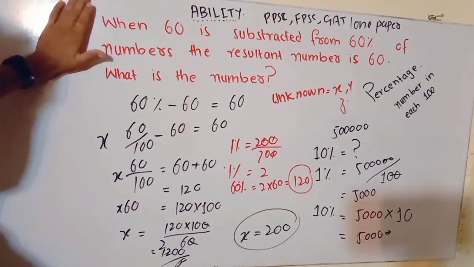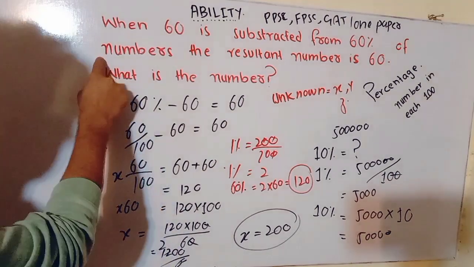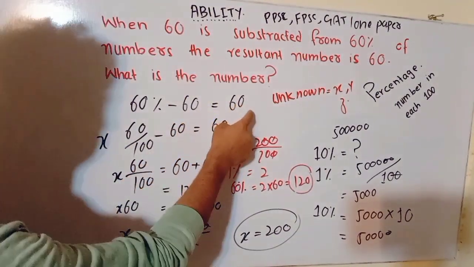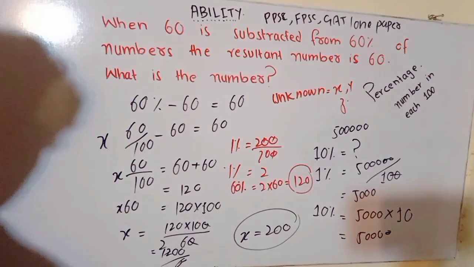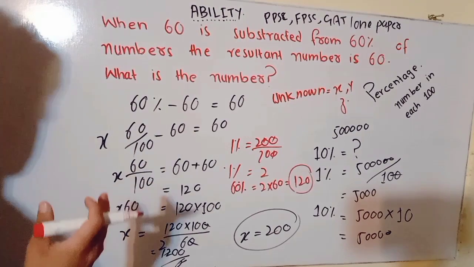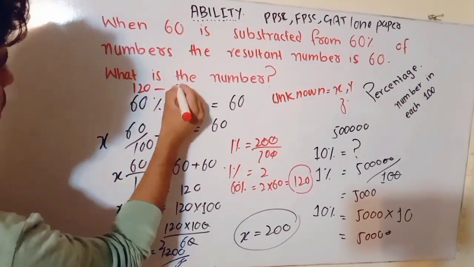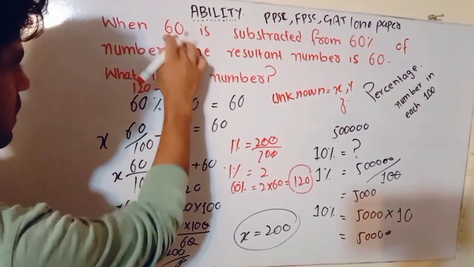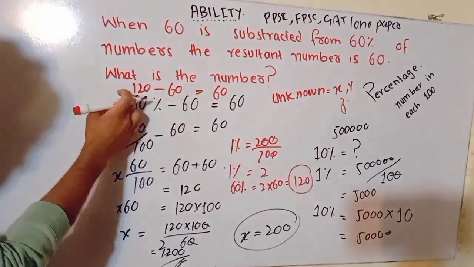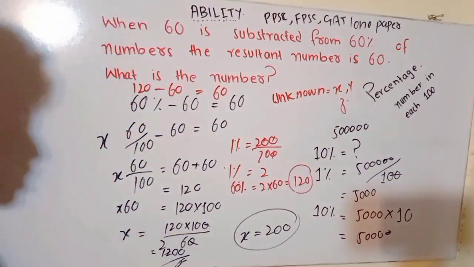When the statement said subtract 60 from 60%, it means the statement is saying subtract 60 from 120, and the resultant number will be 60. Now, to make it 100% clear, to remove every possible difficulty from this statement, 60% of 200 is 120, minus 60. The statement is saying that we subtract 60 from 60%, and 60% is 120. That is equal to 60. When we subtract 60 from 120, 60 will be our answer. The whole thing is now 100% clear.